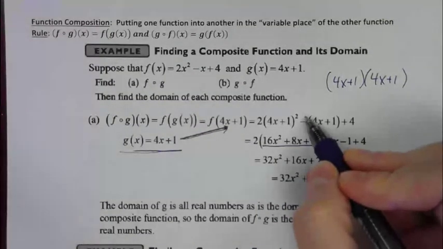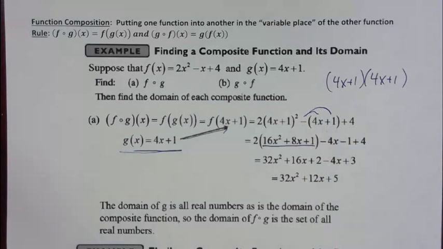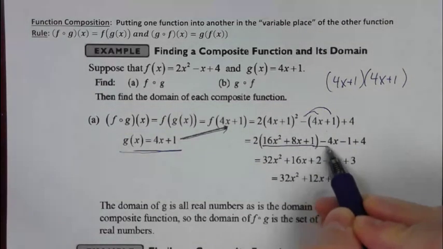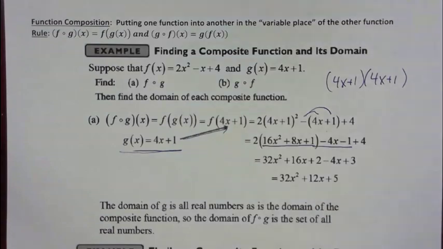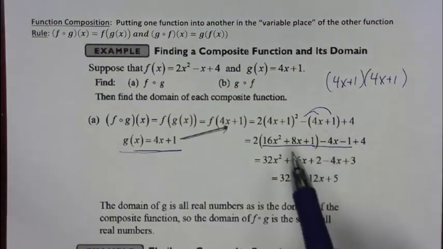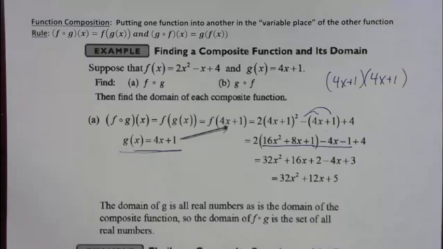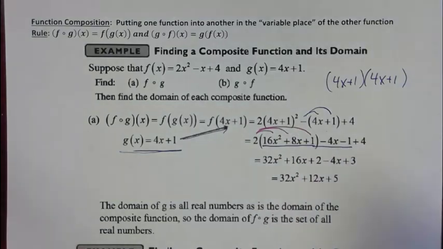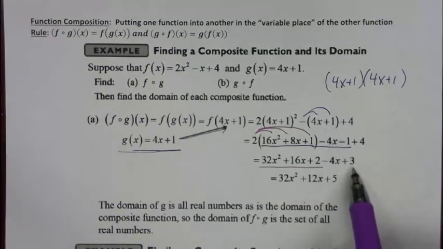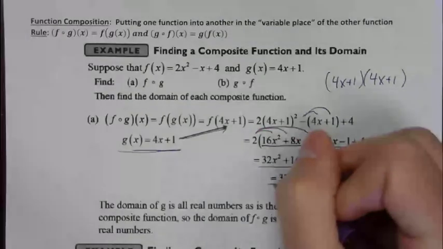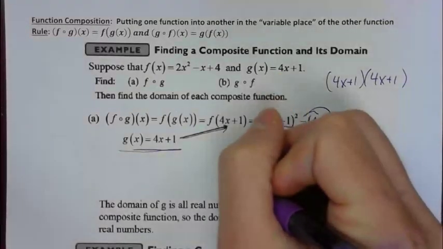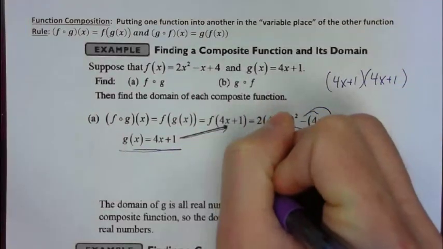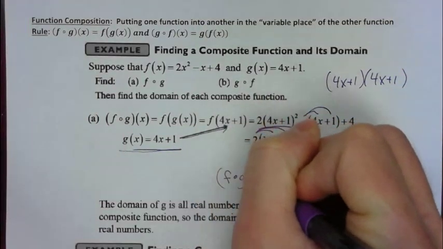Then this minus sign goes into each of those two parts, and that gives you minus 4x minus 1. And then the plus 4 is left over. Lastly, we multiply by 2 into each of those three terms, and that gives you 32x squared plus 16x plus 2. Then we have a minus 4x plus 3. Finally, our answer is this right here. That equals f of g of x.